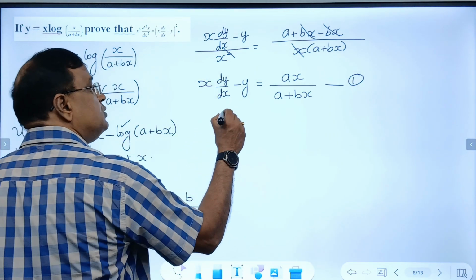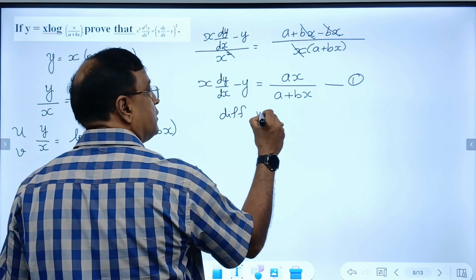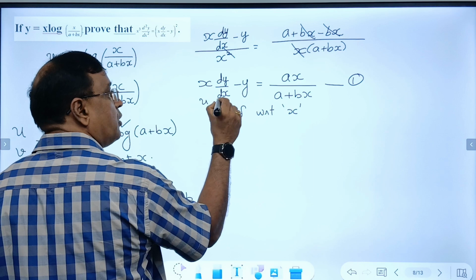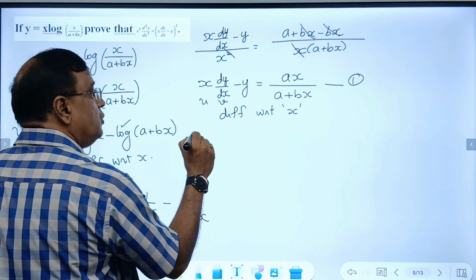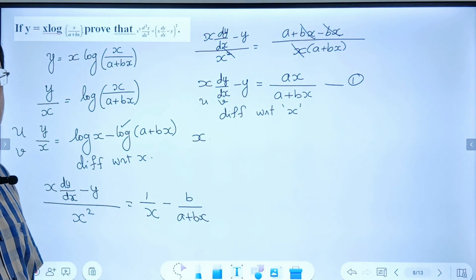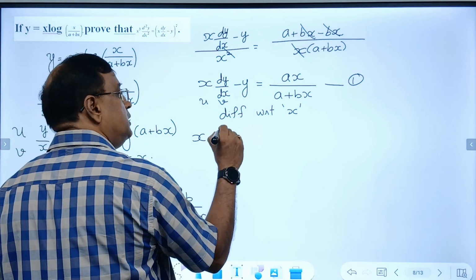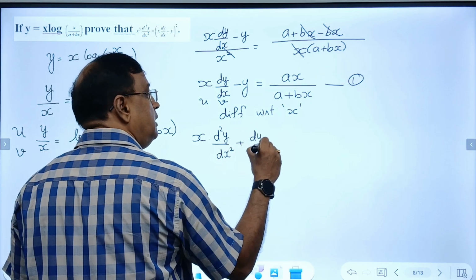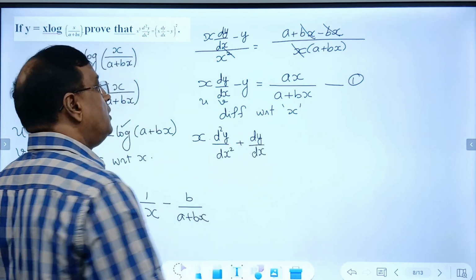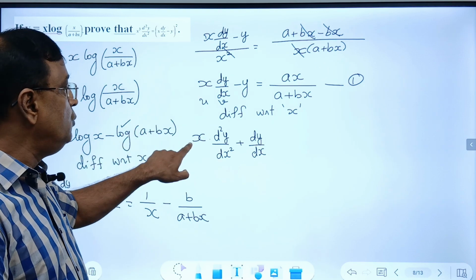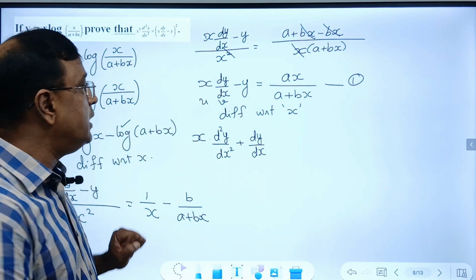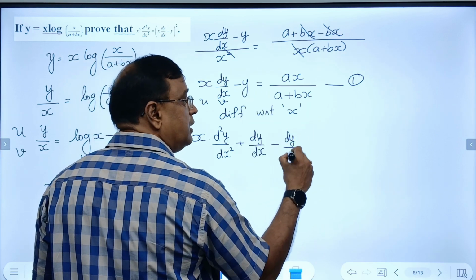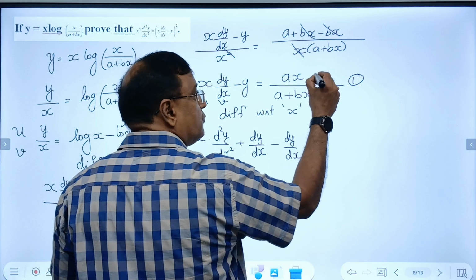Now again you differentiate with respect to x, the second order derivative. Now here you have to use the product rule. How do I use the product rule? U into, what is differentiation of y? Differentiation of y is d square y by dx square, plus dy by dx into, what is differentiation of x? Differentiation of x is 1. U into v dash plus v into u dash, minus, what is differentiation of y? Dy by dx. Now here I have to use the quotient rule.